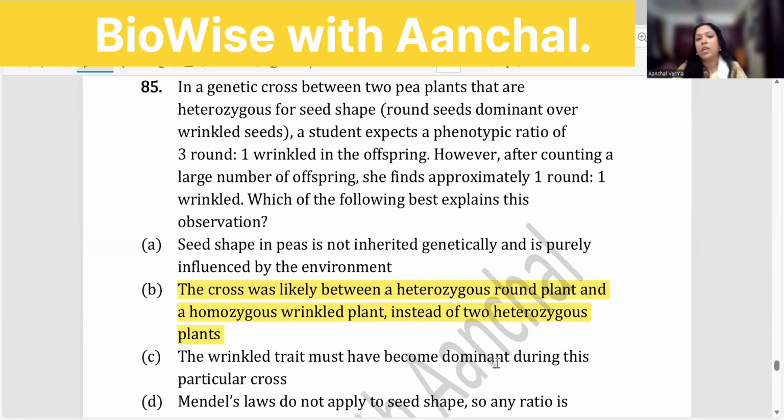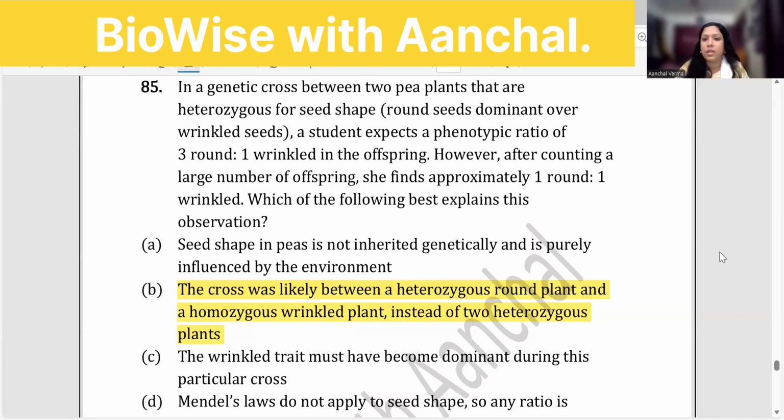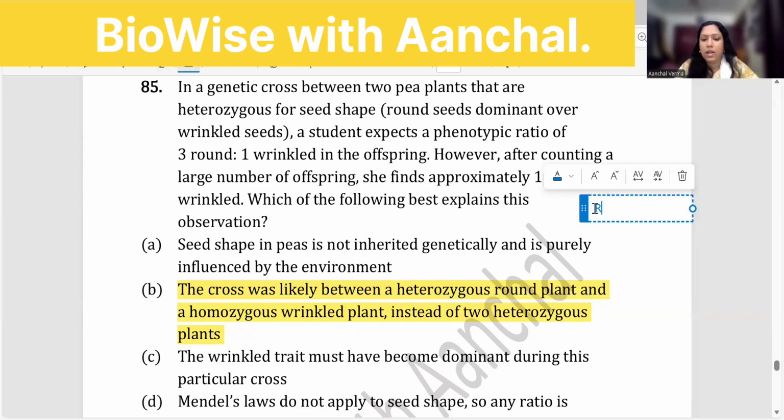That is also wrong. Now here what is happening after doing the cross again and again. However, after counting the large number of offspring, generally what is the thing? For F2 generation, you have a heterozygous cross where both the parents have to be heterozygous. Then you get the ratio of 3 is to 1. But if you have to get the ratio of 1 is to 1, what is the possibility? If I have the cross Rr cross rr, then what is the offspring? Capital R, small r, and small r, small r. That is the offspring. So 1 is to 1 ratio.